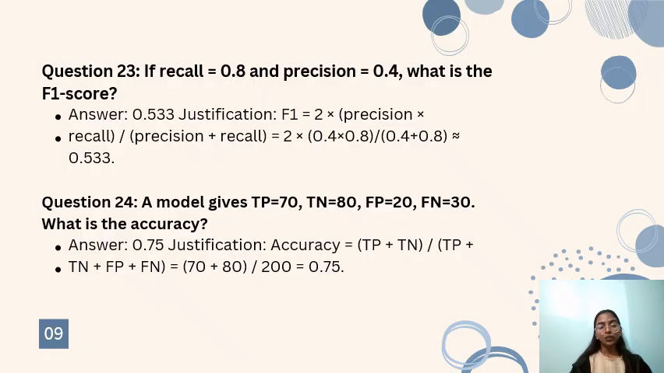Now question number 24. A model gives TP is equal to 70, TN is equal to 80, FP is equal to 20, FN is equal to 30. Now we have to calculate what is the accuracy. The formula for the accuracy is TP plus TN by TP plus TN plus FP plus FN, which is the total of all the values. Putting these values in the given formula, 70 plus 80 by 200, which is equal to 0.75.